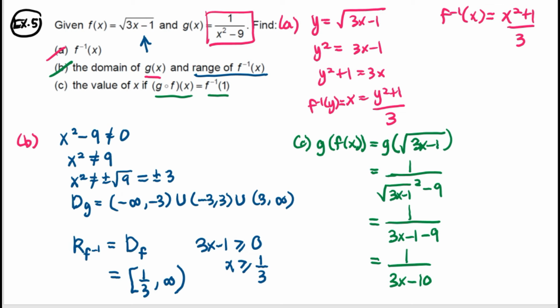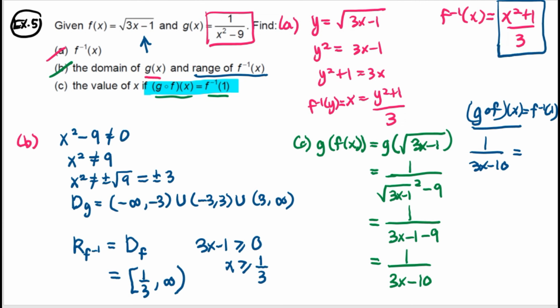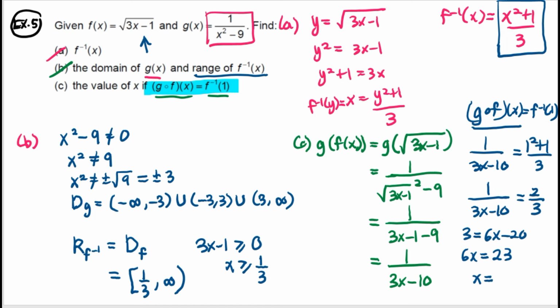We are given a condition, so you start with that condition. g composed with f of x is equal to f inverse of 1. So this is 1 over 3x minus 10, and this is f inverse of 1. You just need to substitute 1 for the variable x, so you have 1 squared plus 1 over 3. Simplifying this, we get 3x minus 10 here, and this one is actually 2 over 3. So you will have 3 equal to 6x minus 20. Therefore, I have 6x equal to 23, as you bring negative 20 to the left side and it becomes positive. Therefore, x becomes 23 over 6. You are done with this one.